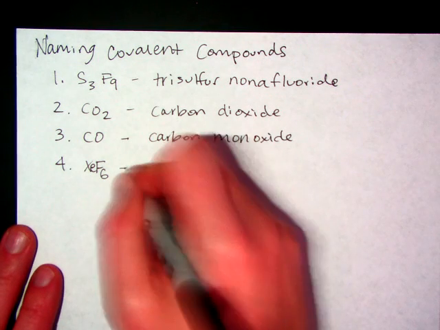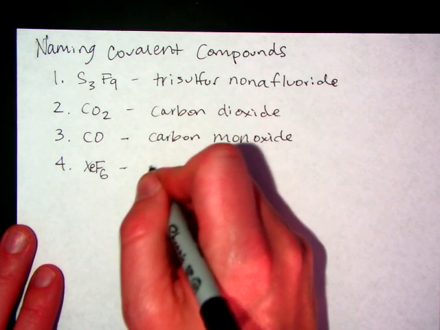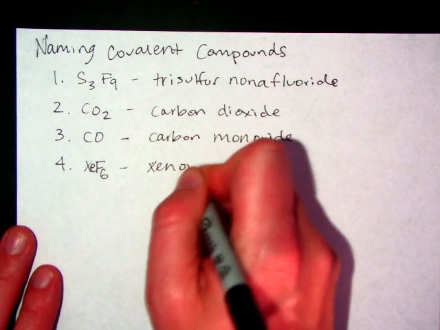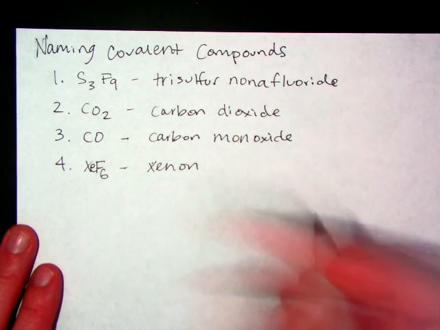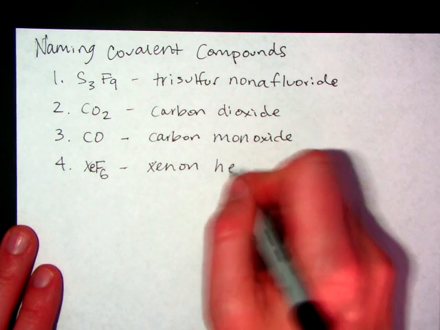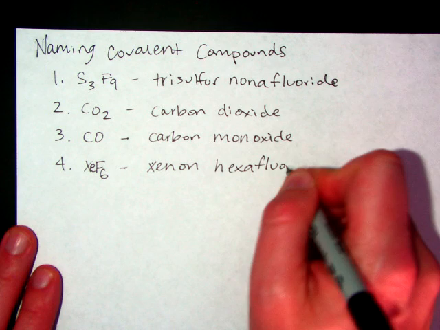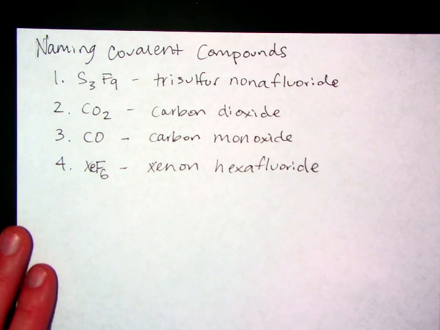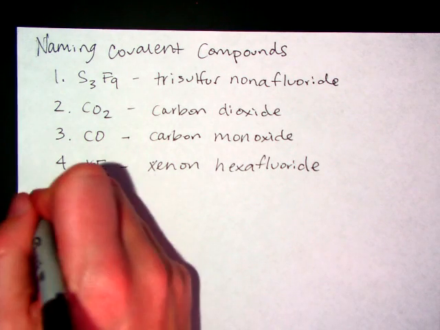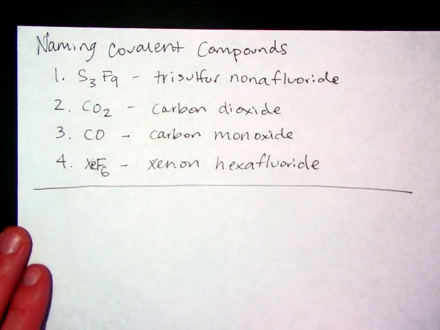So the first element is xenon, and it's by itself, no prefix necessary, so it's just xenon, X-E-N-O-N. And then there are 6 fluorines that becomes fluoride, and then hexa for 6, hexafluoride. Did you guys have that? Raise your hand if you had that. Okay, fine. Alright, that's the easy part.